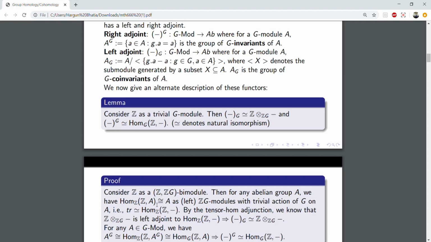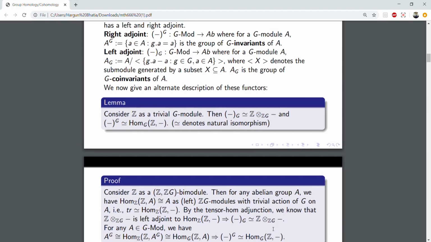But if you view Z as a right ZG module, then this Hom set also has a structure of a left ZG module, and this structure, when you put on A, becomes a trivial module. So this tells you that this functor Hom(Z, Z-) is isomorphic to the trivial module functor, and since this functor has a left adjoint given by this tensor product, and adjoints are unique up to natural isomorphism, this suggests that the coinvariance functor is naturally isomorphic to this tensor product.